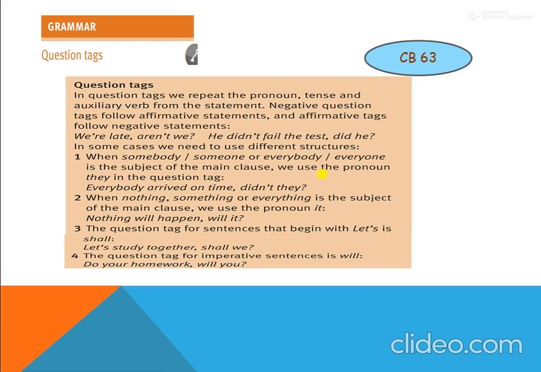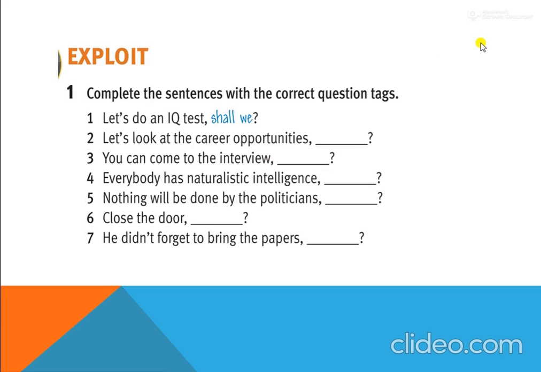In some cases, we need to use different structure. When somebody, someone, everybody, everyone is the subject of the main clause, we use the pronoun they in the question tag. But if we have nothing, something, or everything as the subject of the main clause, we use the pronoun it. Nothing will happen, will it? The question tag for sentences that begin with let's is shall, as I told you. Let's study together, shall we? The question tag for imperative sentences is will. Do your homework, will you?